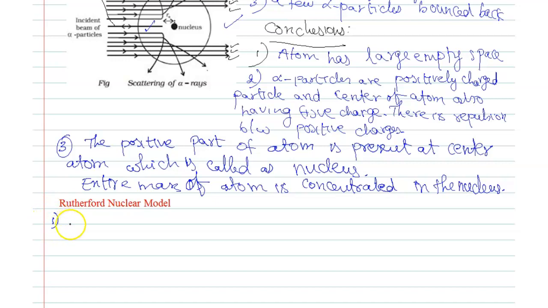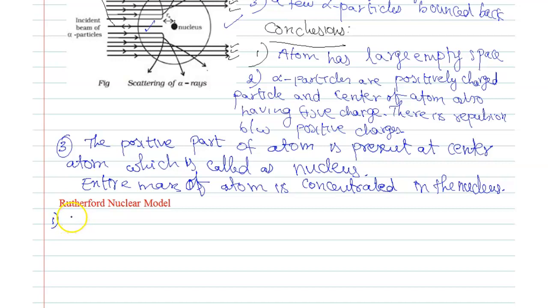So here, nuclear model means how the particles are present inside the atom, how they are arranged. That can be explained by nuclear models. Based on the alpha particle experiment, Rutherford gave a nuclear model. From the alpha particle experiment, he observed 3 points and gave 3 conclusions. Based on the 3 conclusions, he gave the Rutherford nuclear model.